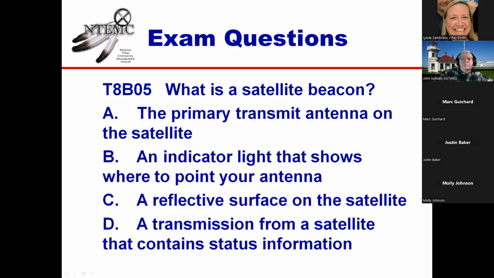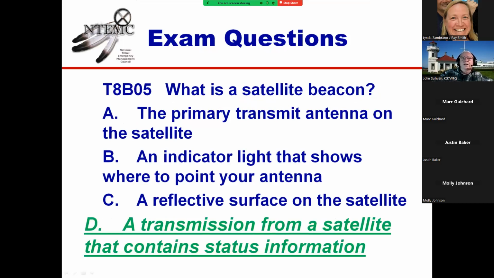What is a satellite beacon? As it implies, a beacon is a transmission from the satellite. It's not the antenna. It is a transmission. And so it is the transmission from a satellite that contains the status information, the health and status of the satellite. That is what's called a satellite beacon.